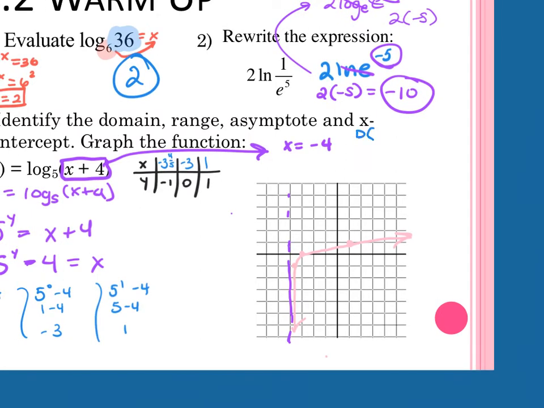Domain here would be what? -4 to infinity. Good, with a parenthesis on that -4, right? Because I can't include it. Range here would be what? -infinity to positive infinity. Good. And then it should have been x-intercept. -3, 0. This time there is a y-intercept, right? But because you can't plug in 0 for x, you'd get log base 5 of 4. And that's not something you can do without a calculator. So I wouldn't ask you that kind of question.